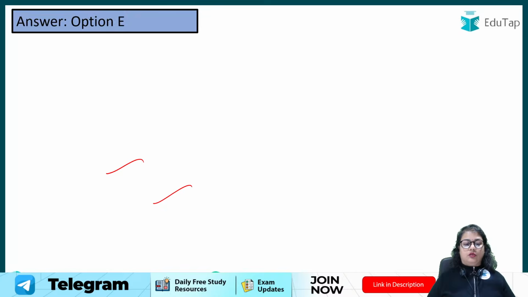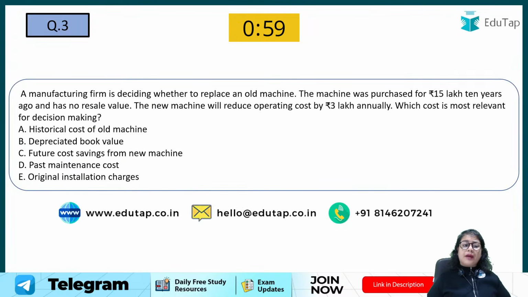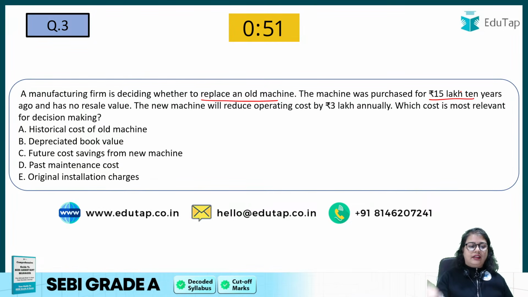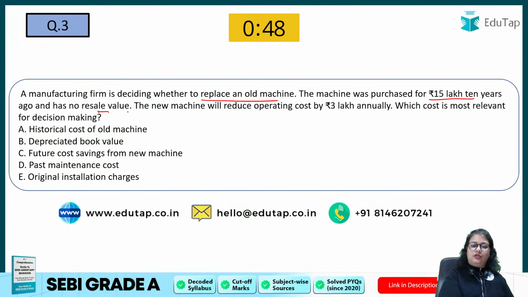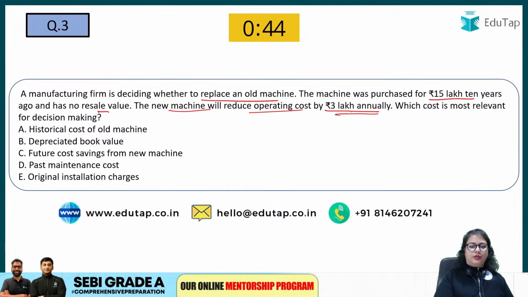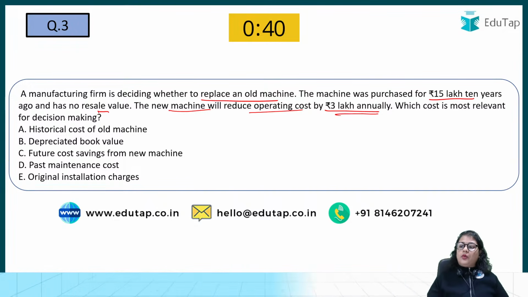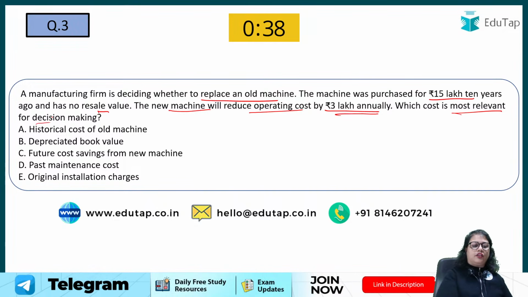Okay, now question number 3. A manufacturing firm is deciding whether to replace an old machine. The machine was purchased for 15 lakh 10 years ago and has no resale value. The new machine will reduce the operating cost by 3 lakh annually. That means it will save the cost by 3 lakh rupees annually. Which cost is the most relevant for the decision making?